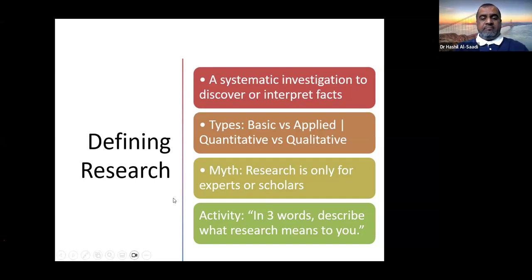There's one myth about research here, that it's only for researchers, for experts, for scholars. And me as a student, for example, I'm not a researcher, I'm a student, and so I cannot do research. This is a misconception.